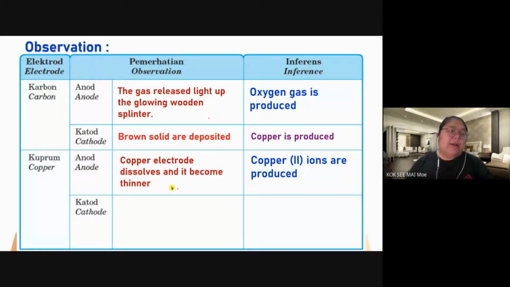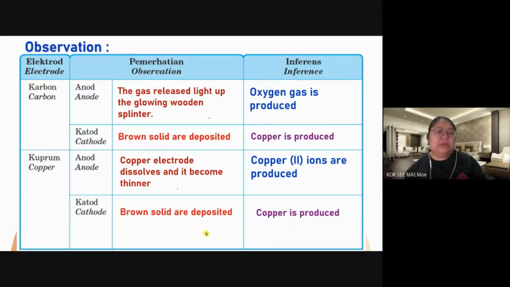For the cathode, there are no changes. The cathode is still the same, and brown solid is deposited. Then the last one, copper is produced. So this is the difference, the differences for the electrode and also the electrolyte.